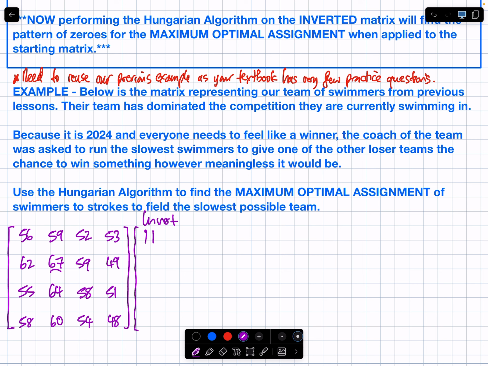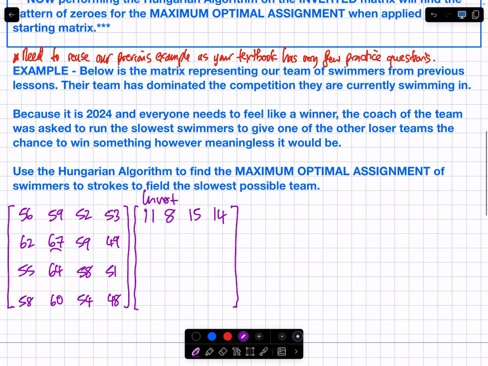Is it? I'm trusting you. 67 take 52. 67 and 53. Is it? You went the wrong way. Hey. Sheep. He said sheep.